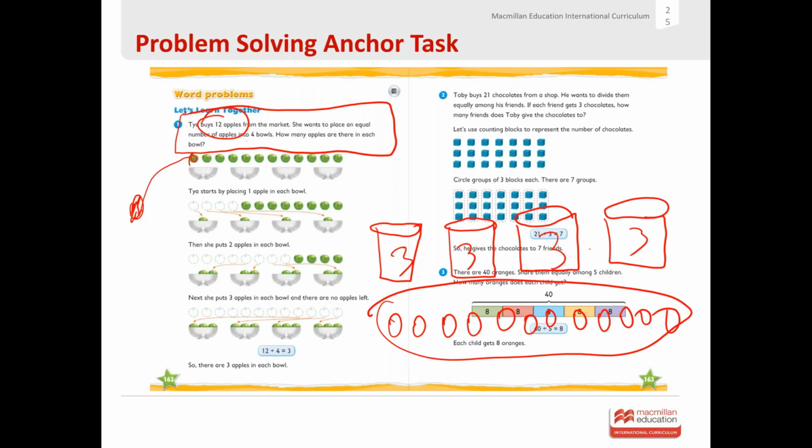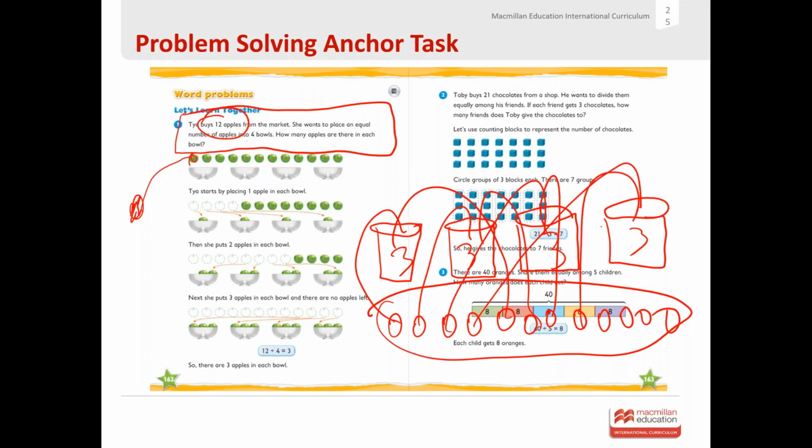Some of our children might not see that straight away. So how am I going to get that? I might ask them to share one at a time, right? Have we used all 12, class? Oh no, we haven't. So we continue. We keep doing that. How many have I shared so far?